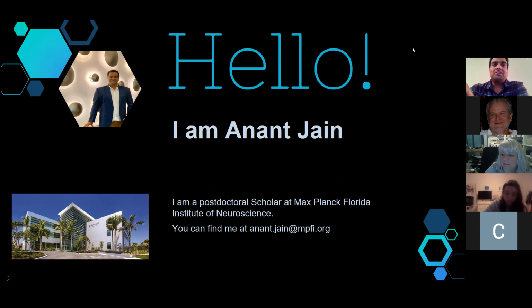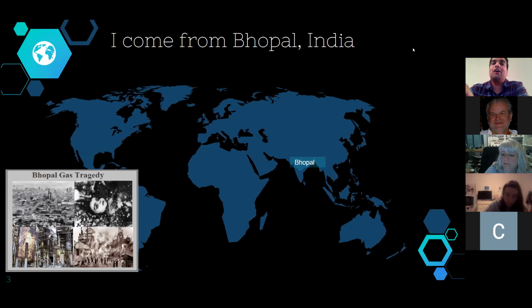Now, how did I reach Max Planck? I come originally from a small city called Bhopal in India. Bhopal is not known for famous reasons. I don't know if any of you heard about this. Bhopal is known for the world's second worst industrial disaster, called the Bhopal gas tragedy. It happened in 1982, I think 2nd December 1982. And this was the worst after Chernobyl, that is the more popular industrial disaster.